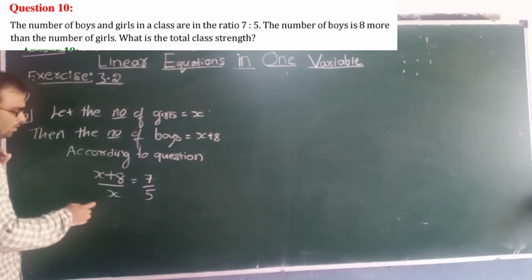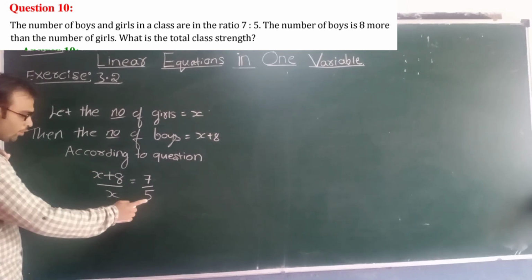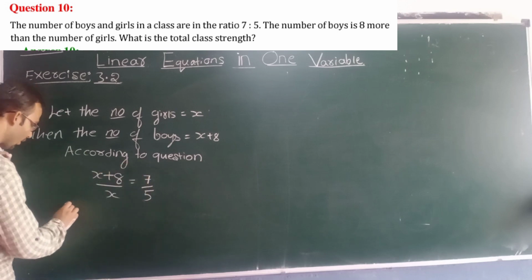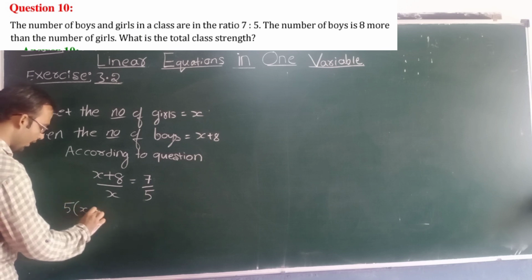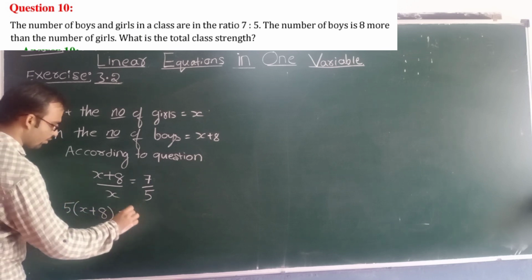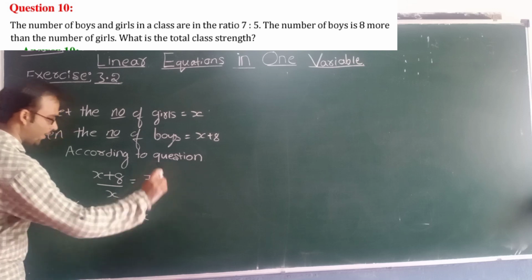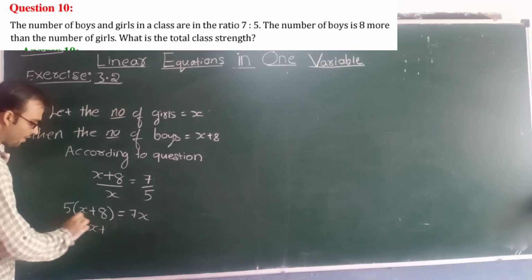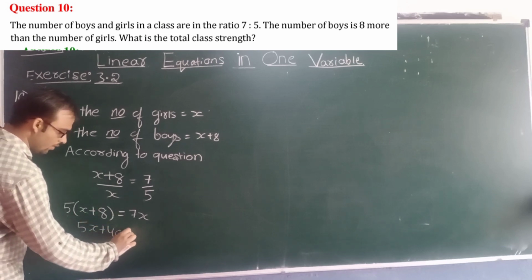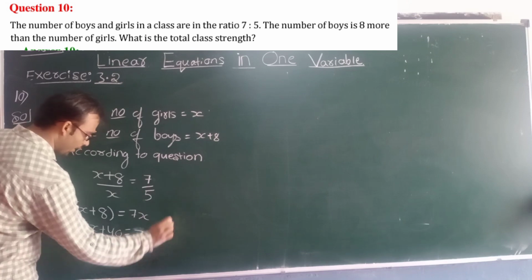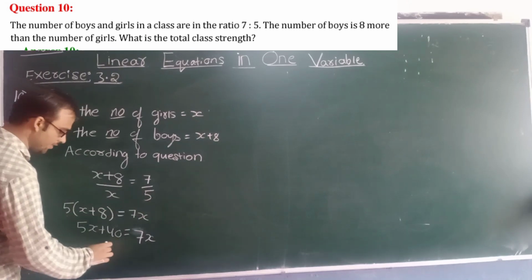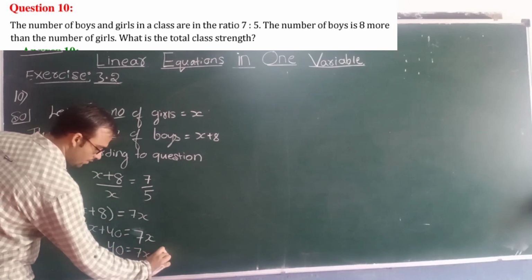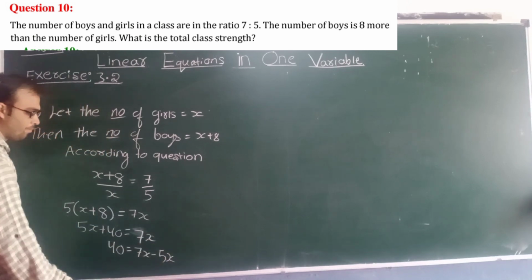Now we'll cross multiply, that is, we multiply 5 with this expression and x with this number. So 5(x + 8) = 7x. Here 5 into x is 5x, plus 5 into 8 is 40, 5 eights are 40, equals 7x. Now transpose 5x to the right side, so 40 = 7x - 5x.